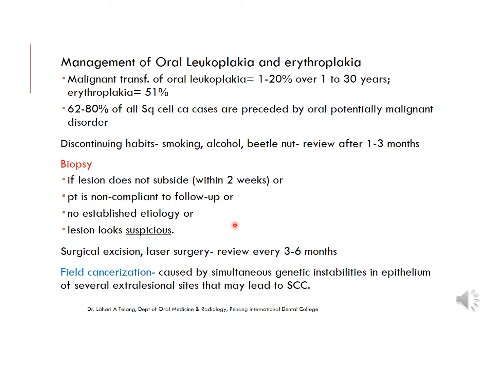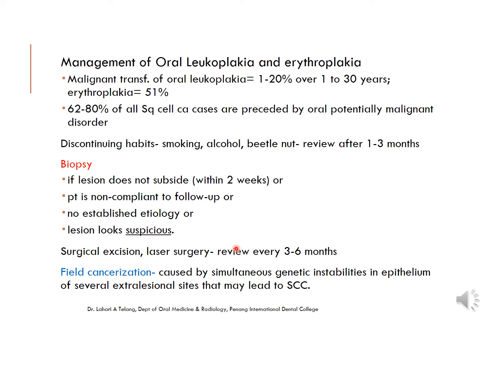If you do not have an established etiology, that means you're looking at a patient with no habit history or any other reason to suspect why this patient would have developed a white lesion, and you're still seeing a white lesion, you must do a biopsy. And lastly, if the lesion looks suspicious. Now, the reason why I've underlined this word suspicious is there is a tendency for young doctors to think that everything looks suspicious. But where do you draw the line? What is suspicious? What is non-suspicious? Now that comes with clinical experience.